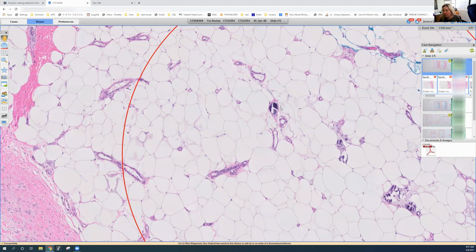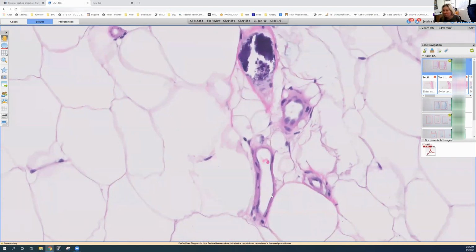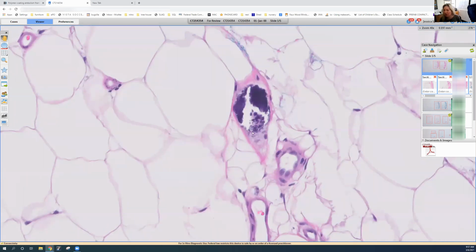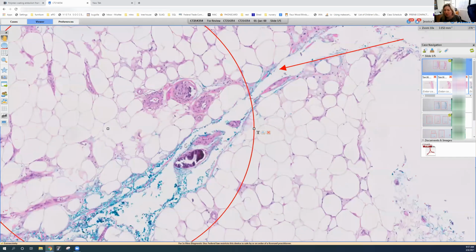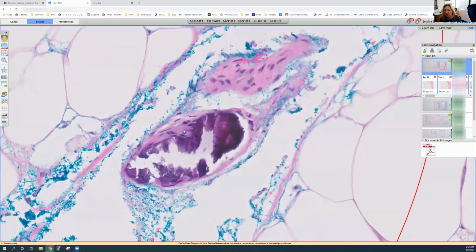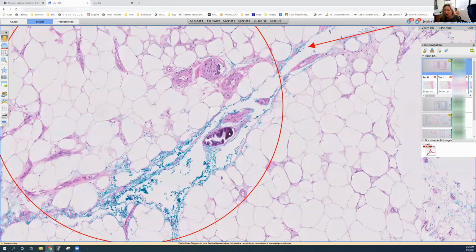More calcification. This one might be in a vessel. You can see here is the thin-walled vessel with some red blood cells coursing this way. So I think this is probably calcification in a vessel, small vessel wall. And here's another nice example. I think this is also vessel wall with these spindled cells here and calcification.